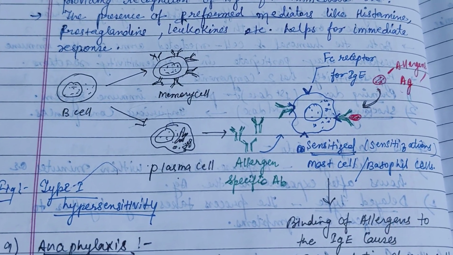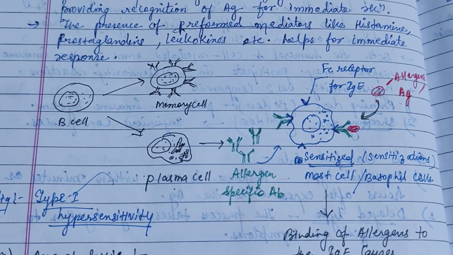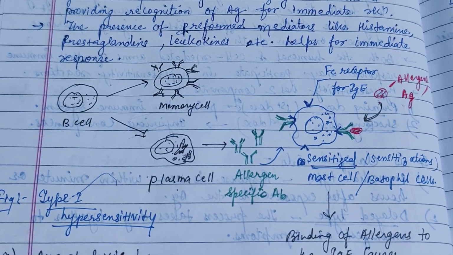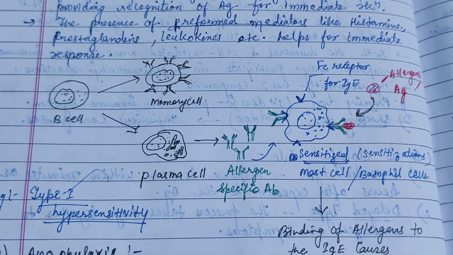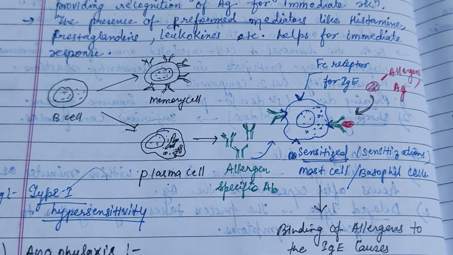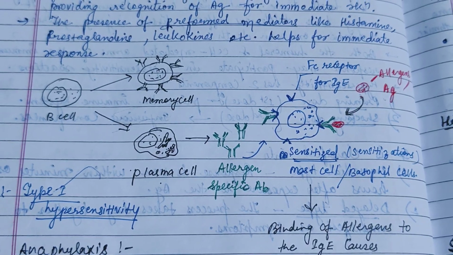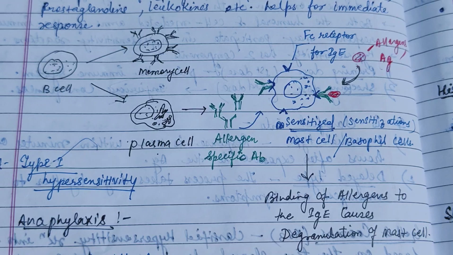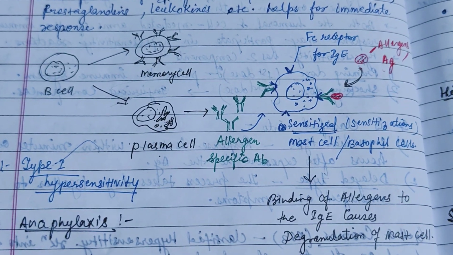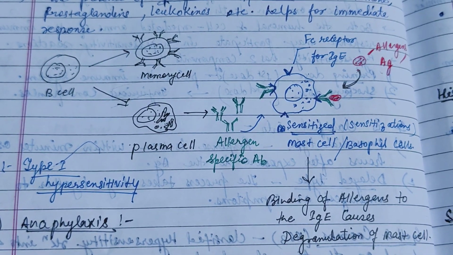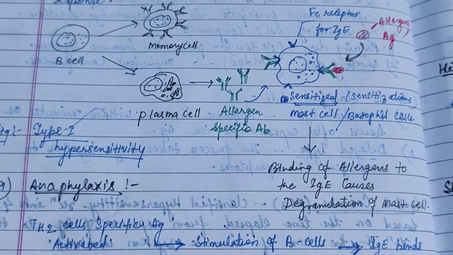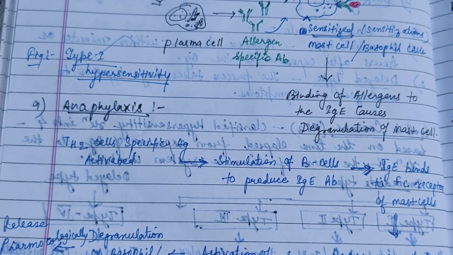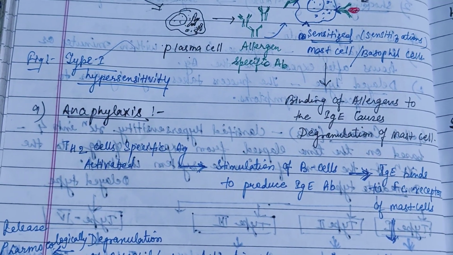So in the type 1 hypersensitivity figure here, the B cell has two types of cell, that is the memory cell and the plasma cell. And when the allergens or specific antibody react with the plasma cell, it gets sensitized. The sensitization is of mast cells or basophil cells, and the Fc receptor for IgE binds to this sensitized mast cell, and binding of allergens to the IgE causes degranulation of the mast cell. So in this way it reacts.